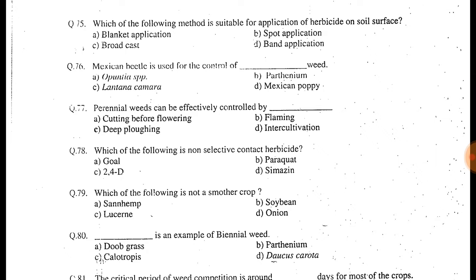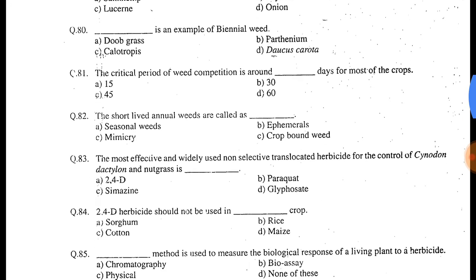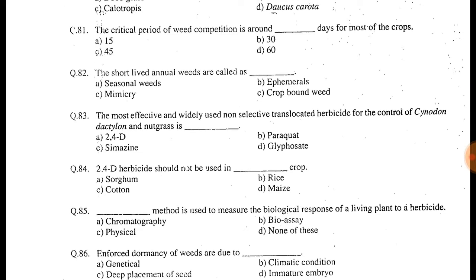Question number 76. Mexican beetle is used for the control of Parthenium weed. Question number 77. Perennial weed can be effectively controlled by deep plowing. 78. Which of the following is non-selective contact herbicide? Paraquat. 79. Which of the following is not a smother crop? Onion. Question number 80. Daucus carota is an example of biennial weed. Question number 81. Critical period of wheat competition is around 30 days of most of the crops. Question number 82. The short-lived annual weeds are called ephemerals.